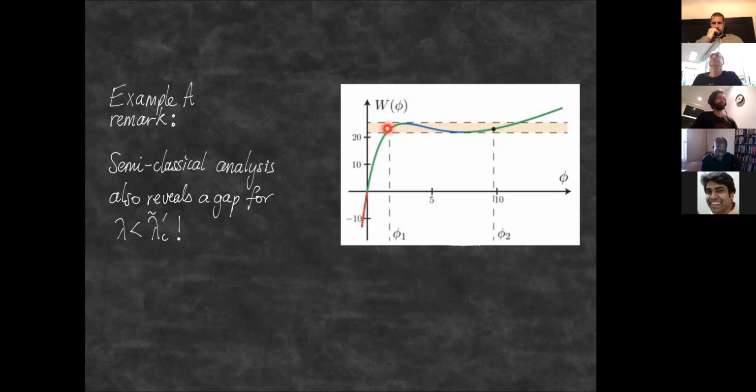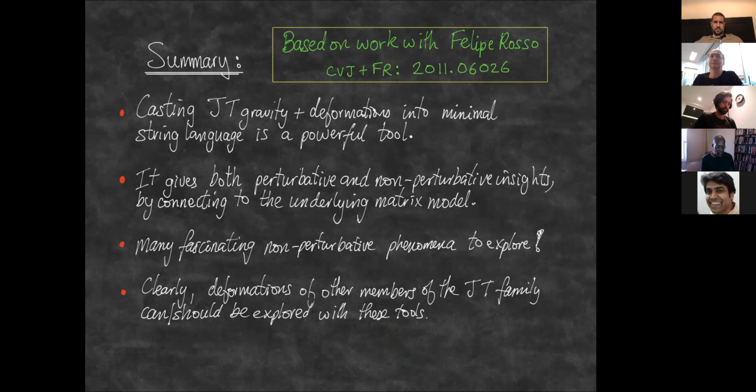Time has run out. So I should point you to the paper where we work out all of the details and just say, well, I hope you agree then that casting JT gravity and its deformations into this minimal string language is a very powerful tool. It gives you insights both perturbatively and non-perturbatively into what's going on from the underlying matrix model.